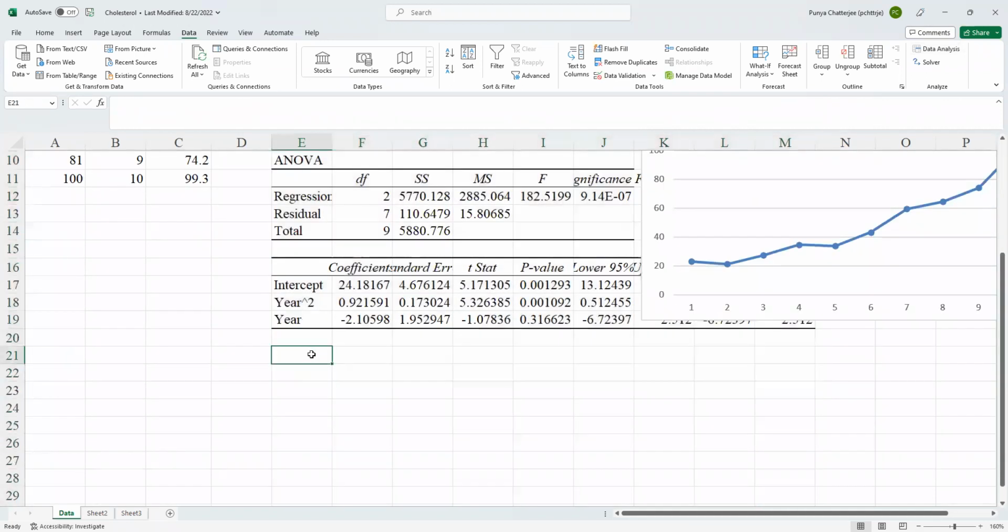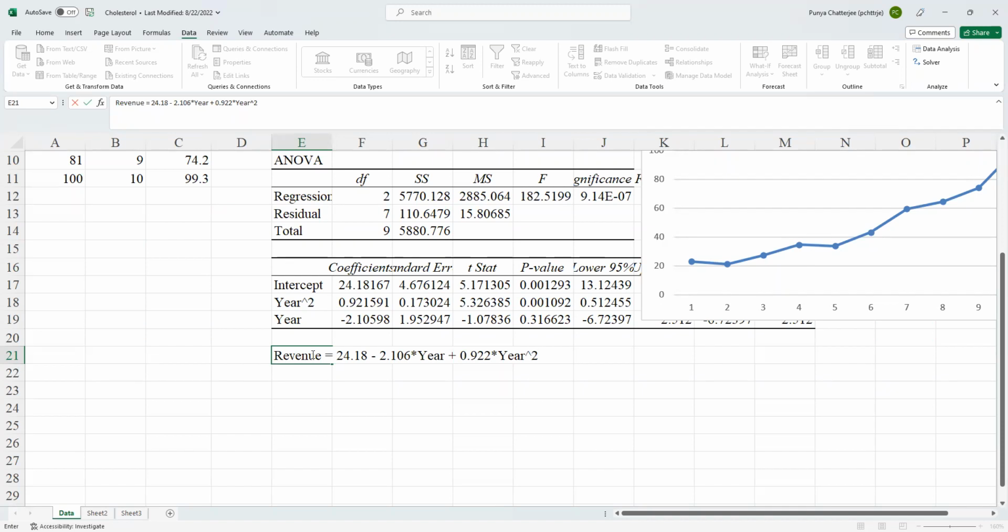So there you go. So your regression equation is going to be revenue equals 24.18 minus 2.1059, or I'm just going to do 2.106, multiplied by year plus 0.921, or 0.922, multiplied by year square. Okay, that's going to be your regression equation.